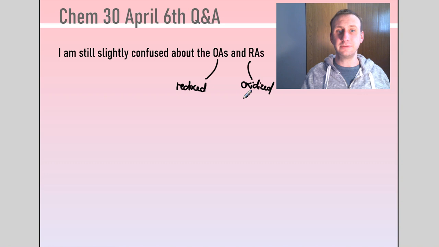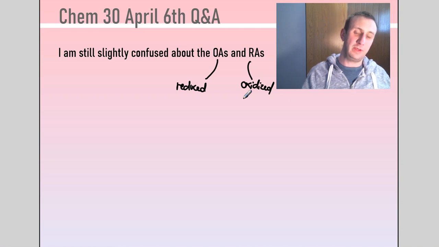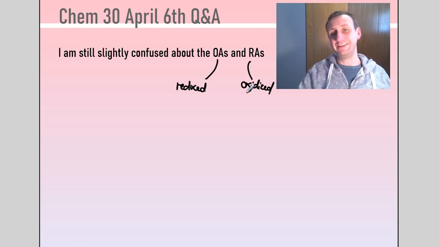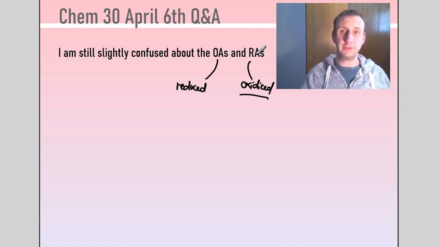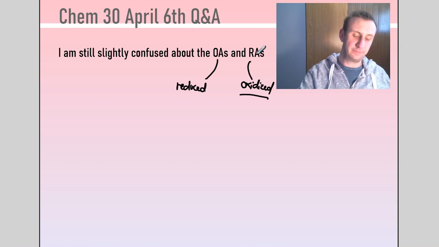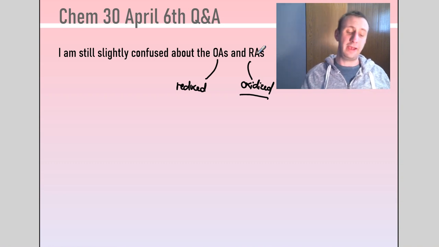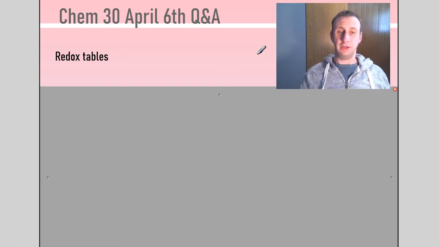So easy answer, OA gets reduced. RA gets oxidized. So this is identifying your reactant. The chemical that gets reduced is your OA, which means it's getting more negative, it's gaining electrons. And the reactant that gets oxidized is your RA, which means it's becoming more positive, it's losing electrons. I don't know if that clears it up. If not, hey, ask again, just maybe give more detail about where your confusion is with OAs and RAs.